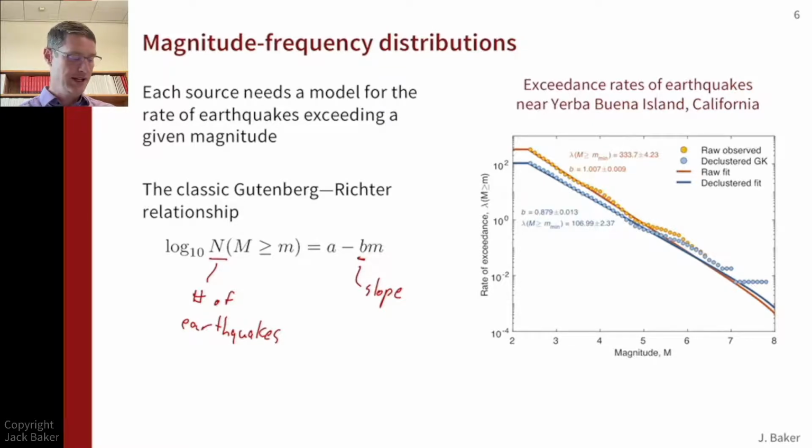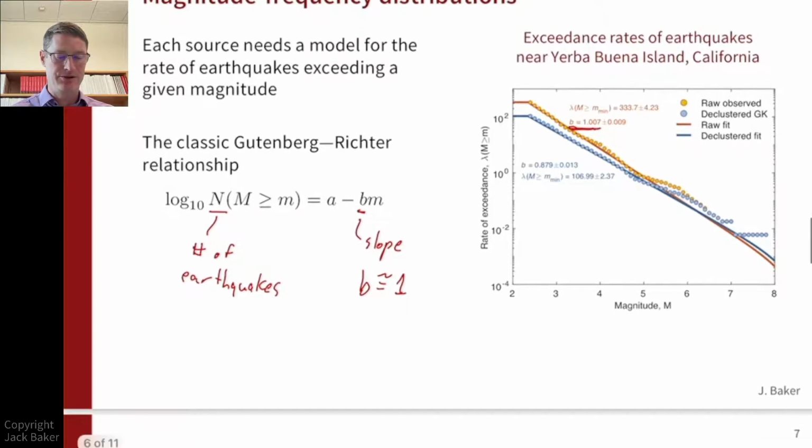Gutenberg and Richter noticed that if we take an area and do this type of analysis, we often see b values close to 1. In the figure on the right, we fit a value very close to 1. So oftentimes that number is relatively close to 1, and that influences some of our modeling. That's the Gutenberg-Richter relationship.